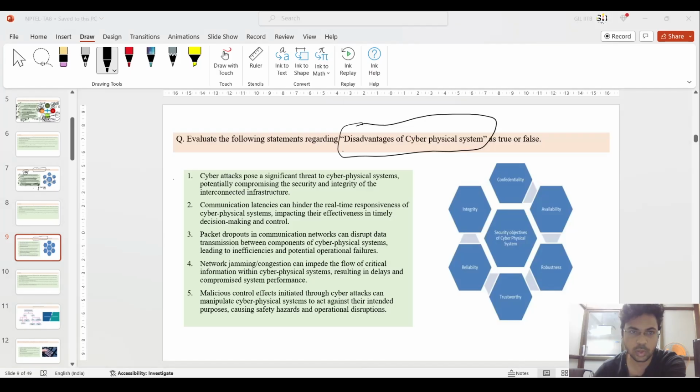Coming to this, please try this question. This question is related to disadvantages. In the next class, I will provide you with some of the contents related to that. Gokul, don't worry.